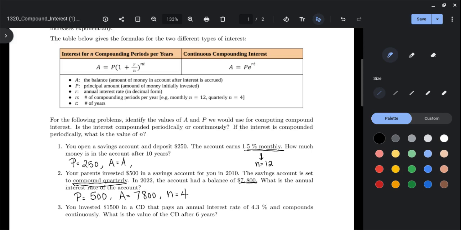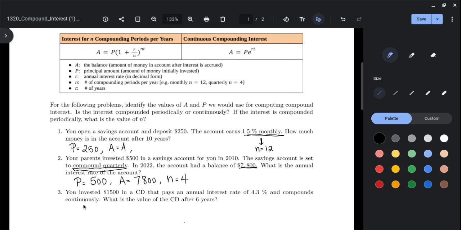Question 3: you invested $1,500 in a CD that pays an annual interest rate of 4.3% and compounds continuously. What is the value of the CD after 6 years? So again, first we're looking for our initial amount, our P. And in this case, we started out with an investment of $1,500.